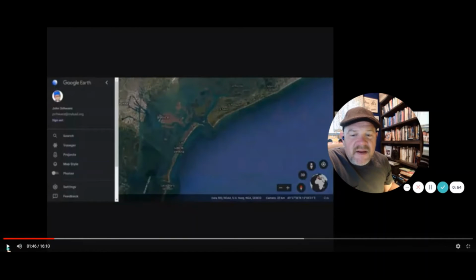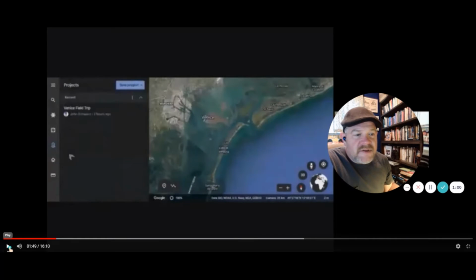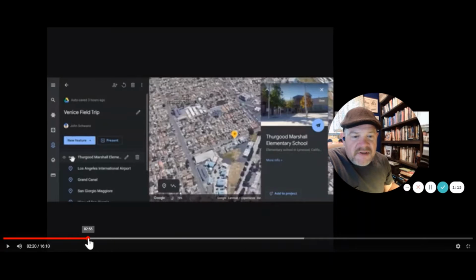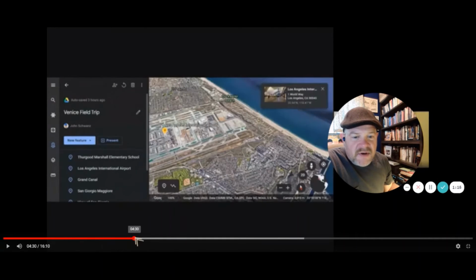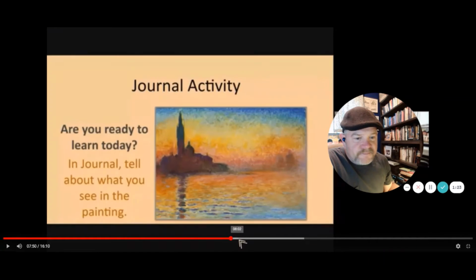In the app, I explained you can make trips and they're called projects. So I showed them how I made a trip called the Venice Field Trip, and that's what I walked them through. So think of a Google Earth trip or a project as a slideshow. I guess it's analogous to that. We started out at our home place. There's LAX. And then we made it to the Grand Canal. I just gave them a quick tour.